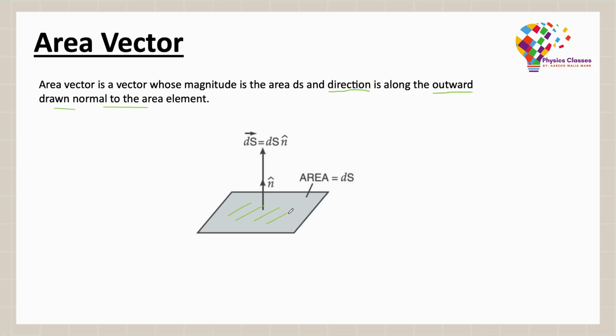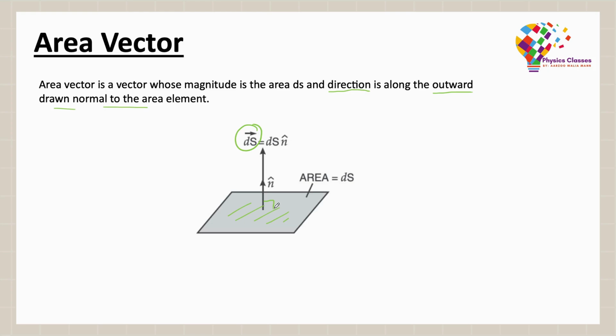So suppose this is the surface that we are dealing with. So I draw a normal. Normal means it's supposed to be perpendicular to the surface, and then it is outwards. So the direction of your area vector is simply an outward drawn normal. Area wise it's the same, so magnitude is pretty much sorted. For the direction you will always take an outward drawn normal. This is about area vector.